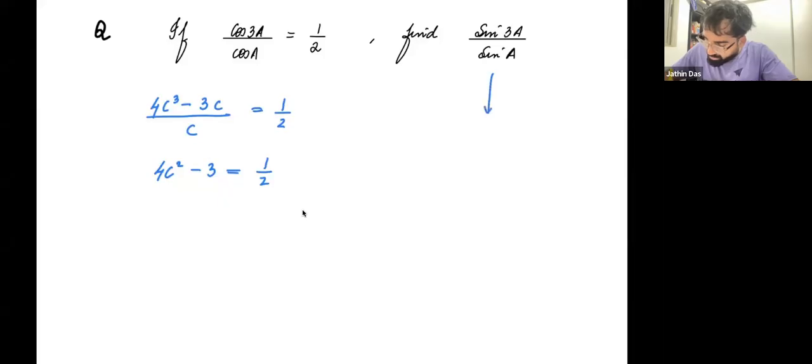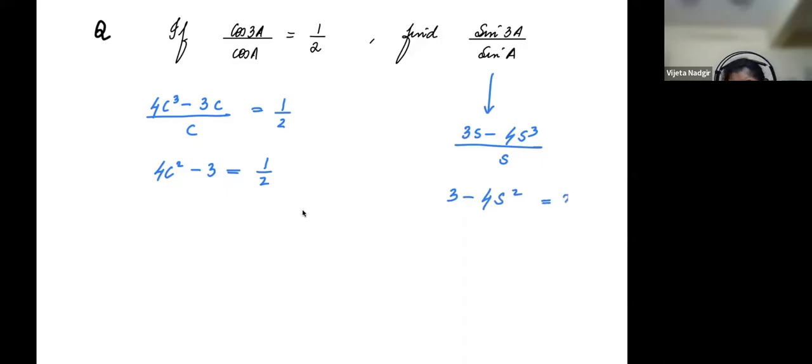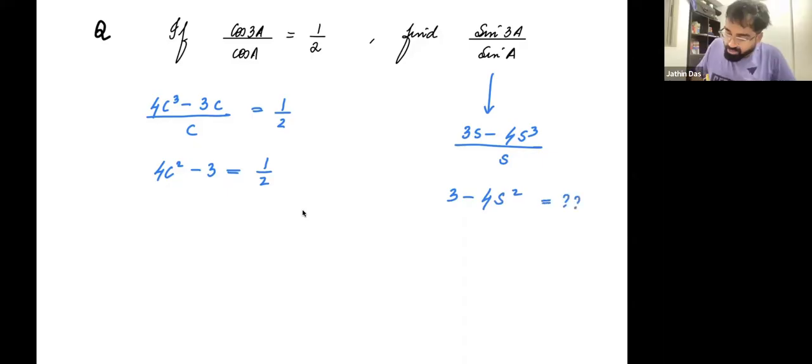Okay, here, what do you get? 3 sine minus 4 sine cube by sine. So 3 minus 4 sine square. We need to find its value. And for the second one, can you convert cos square into sine square, and put that sine square value here? That's it. Here is correct.